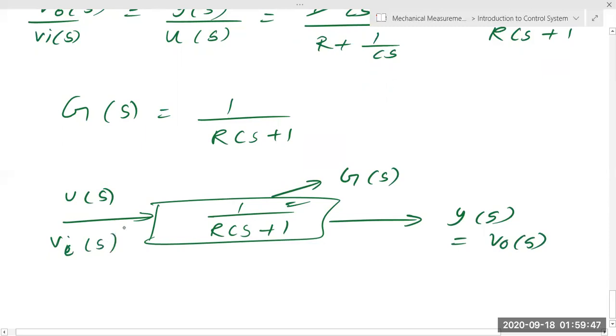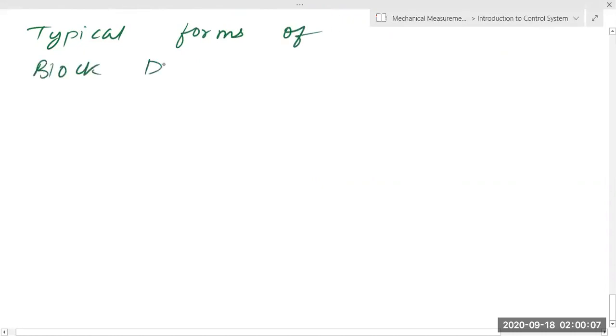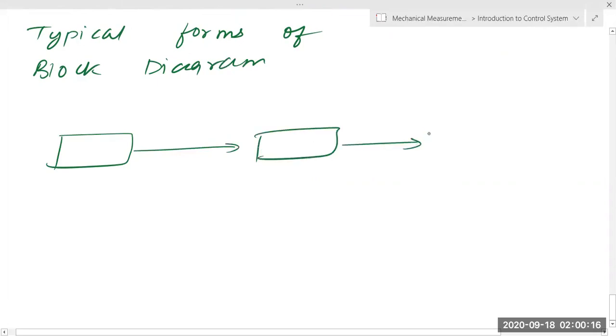Now I'll tell you typical block diagram forms. What are the different forms of block diagram? This is one of the forms that I have written, a simple form with a single block. Typical forms of block diagram, very simple. We have done this kind of block diagrams earlier also when we were studying measurement. Suppose there is one block, suppose there is another block, and suppose there is a third block, and then there is an output Y of S.